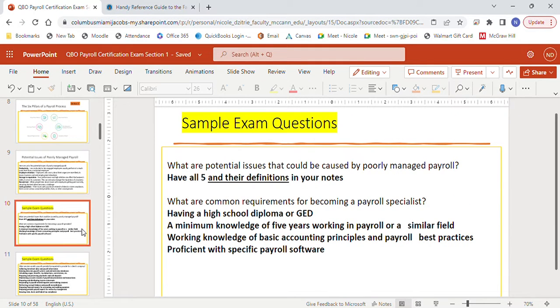What are common requirements for becoming a payroll specialist? Having a high school diploma or a GED. I did mention some of the companies now are asking for an associate's degree, but it's still not a definite requirement, so it didn't make the list here. A minimum of 5 years of working in a payroll or a similar field, working knowledge of basic accounting principles and payroll best practices, and proficient with specific payroll software.